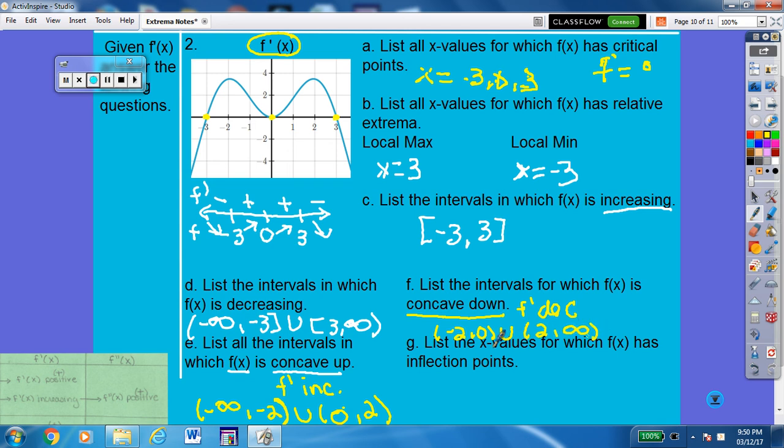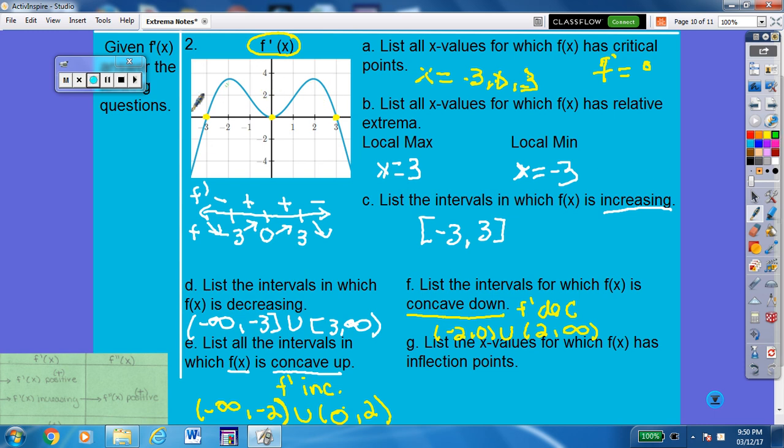Okay, so the question is, list the x values for which f of x has inflection points. Well, inflection points are where the second derivative changes sign. And if the second derivative is changing sign, then that means the first derivative must be changing from increasing to decreasing or vice versa. So what they're really asking us is, where does this f prime of x graph change directions? And that will be your inflection point.